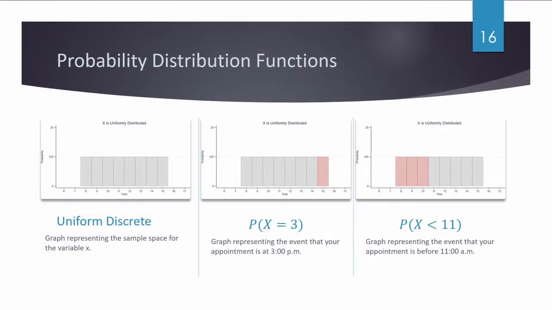What we may opt to do here is graphically represent the probability that I get an appointment at any one time. And so to do this, we're just going to plot on the horizontal axis the set of possible events in my sample space. Okay, so here we're going to put this in military time. So we're going to have an 8 o'clock slot, 9, 10, 11, 12, 1 o'clock, 2 o'clock, and 3 o'clock here.